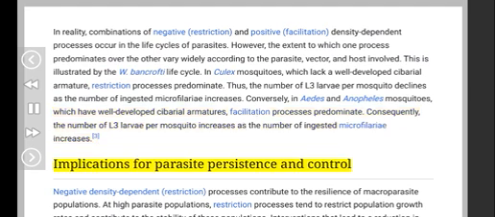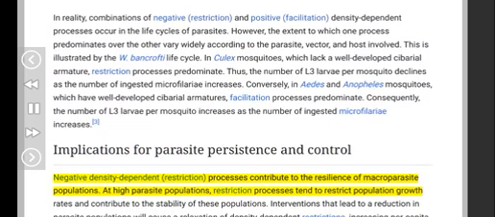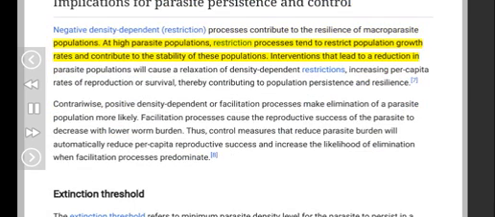3. Implications for parasite persistence and control. Negative density-dependent restriction processes contribute to the resilience of macroparasite populations. At high parasite populations, restriction processes tend to restrict population growth rates and contribute to the stability of these populations. Interventions that lead to a reduction in parasite populations will cause a relaxation of density-dependent restrictions, increasing per capita rates of reproduction or survival, thereby contributing to population persistence and resilience.